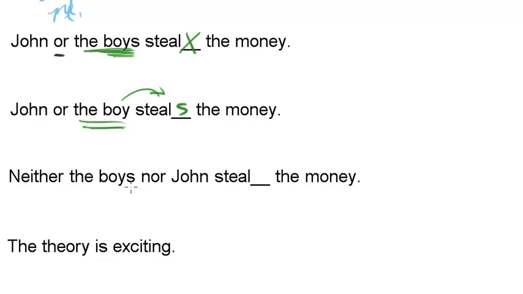Now this one's not exactly what you'll see on the SAT because of the neither, but I just want to emphasize the point anyway. Neither the boys nor John steal the money. What would it be here? Well, again, nor is just the same thing as or. It's a kind of negative conjunction. That probably has a fancier name, I don't know it. We're going to look at the noun next to the verb, and that's John, so that's singular, so we need this to be steals. So neither the boys nor John steals the money. This is a kind of odd sentence because of the way it's written, where this is plural and then this is singular. But in any event, this just shows the rule: the noun closest to the verb determines how it's conjugated.